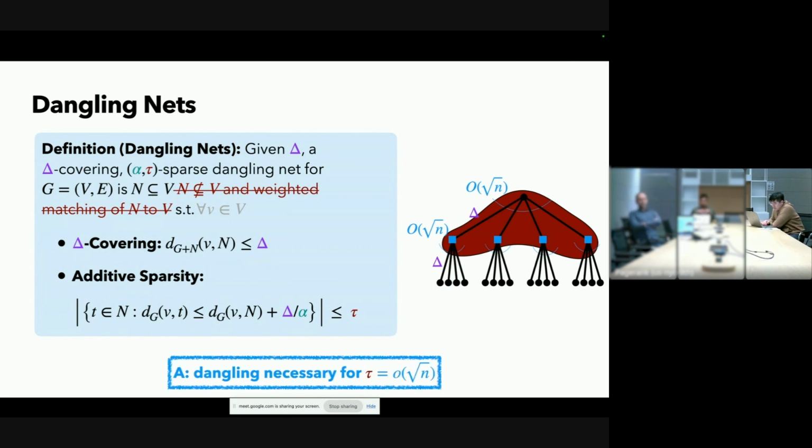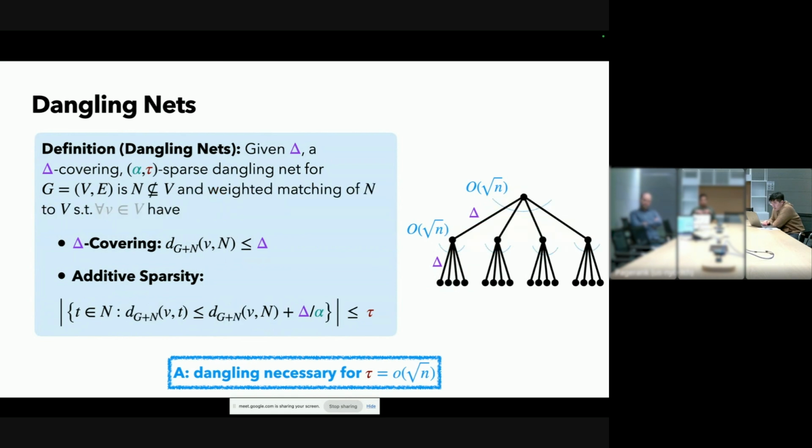Recall that our whole goal here is something polylogarithmic, so we probably don't want our definitions to require root n. Returning to the original definition, in this counterexample, I claim that computing a good dangling net in the way that I described it, given some delta, is trivial.